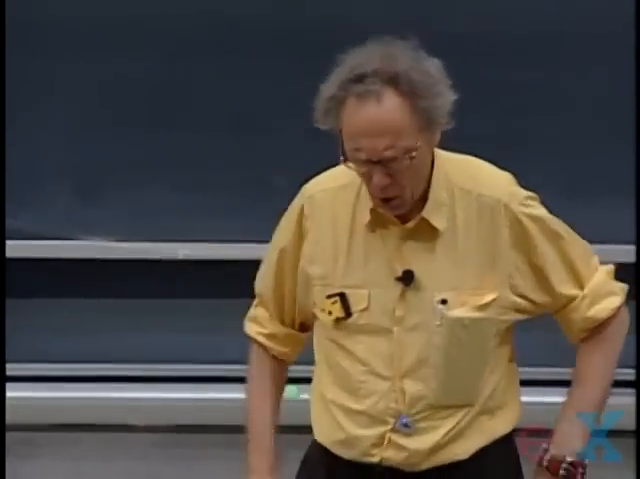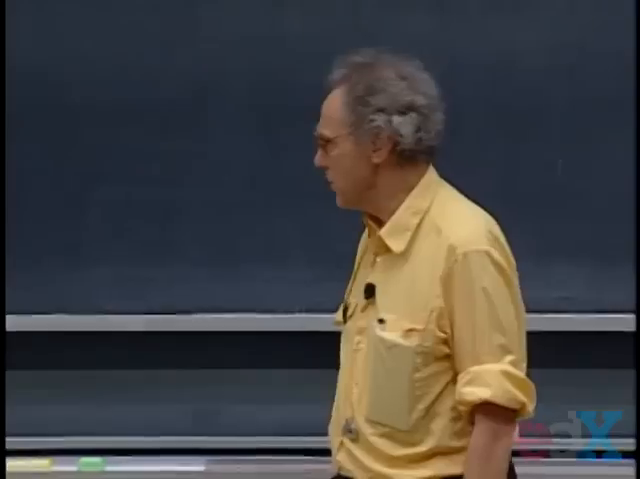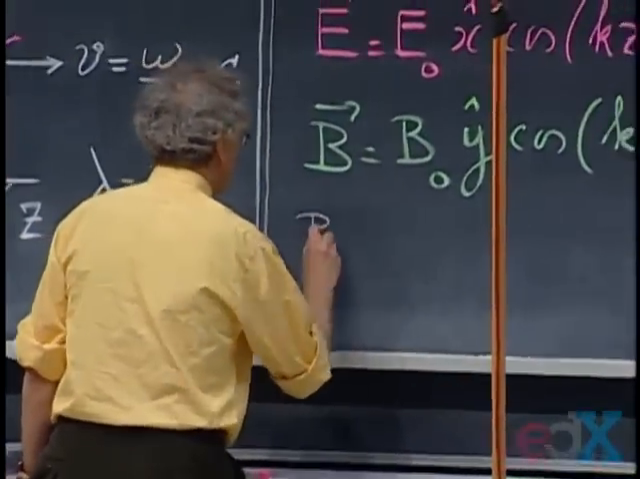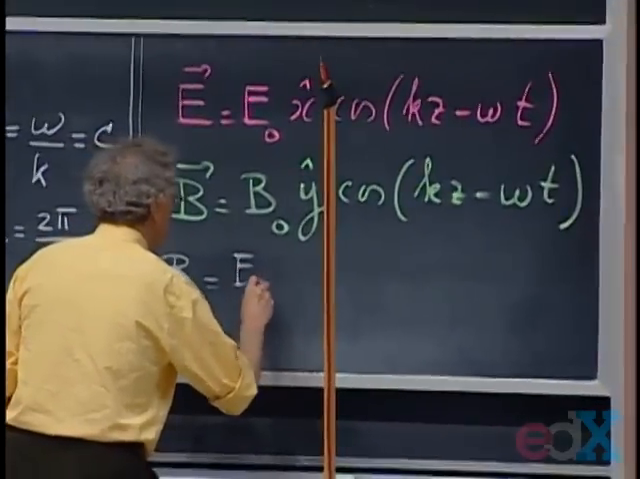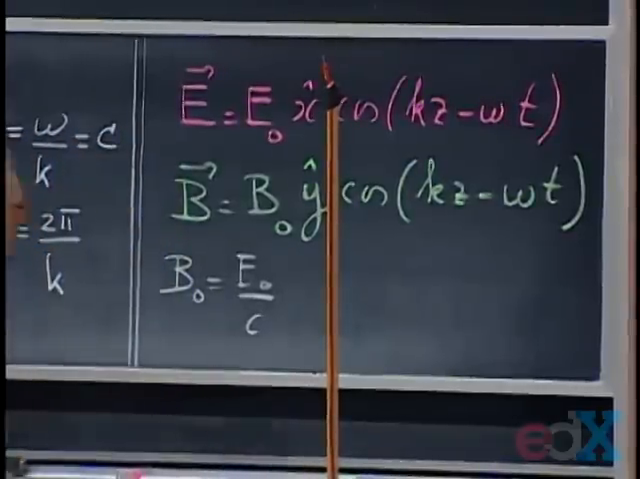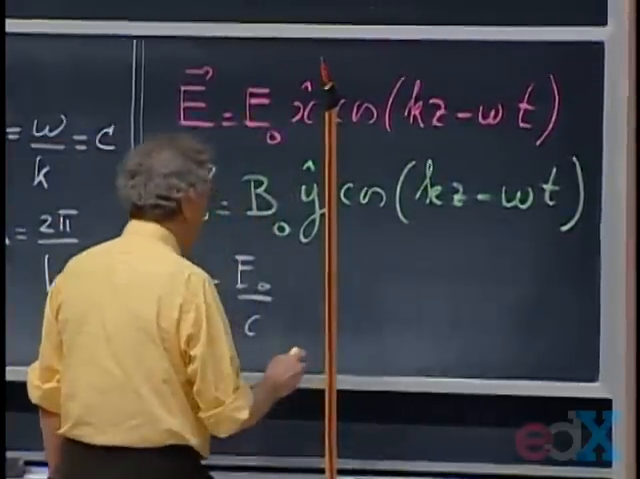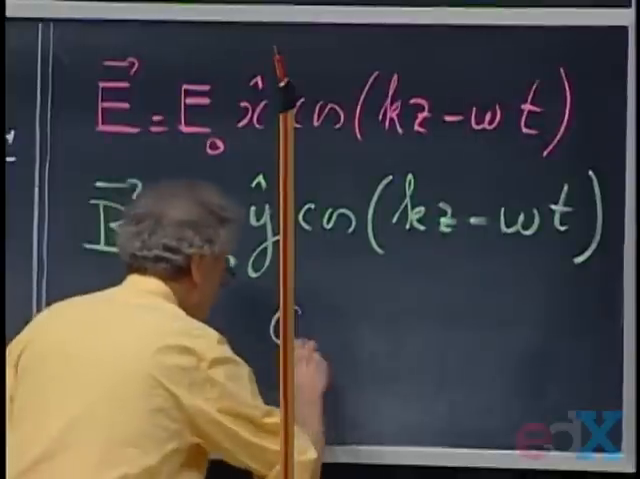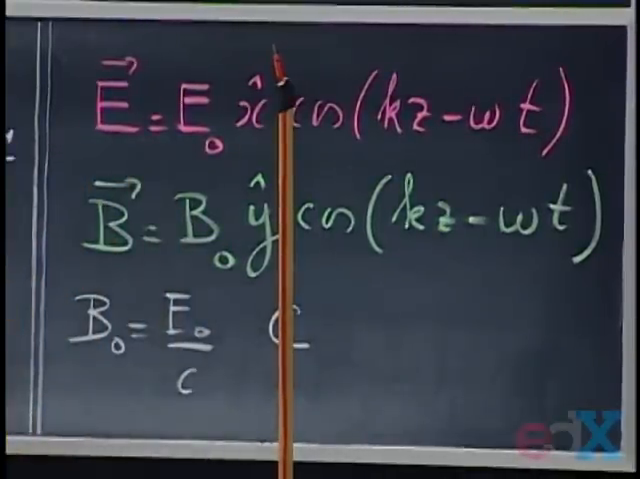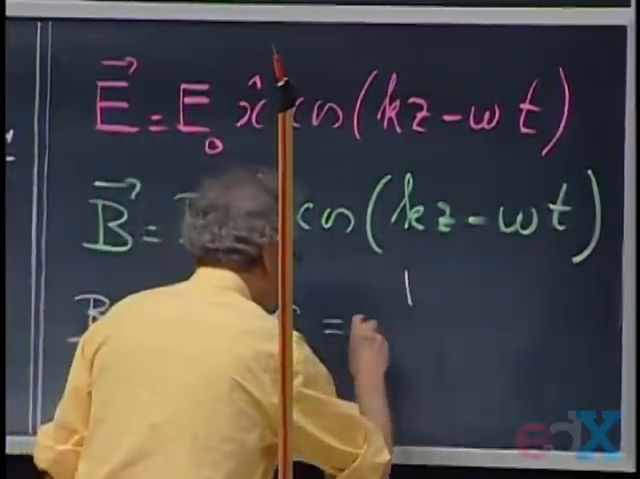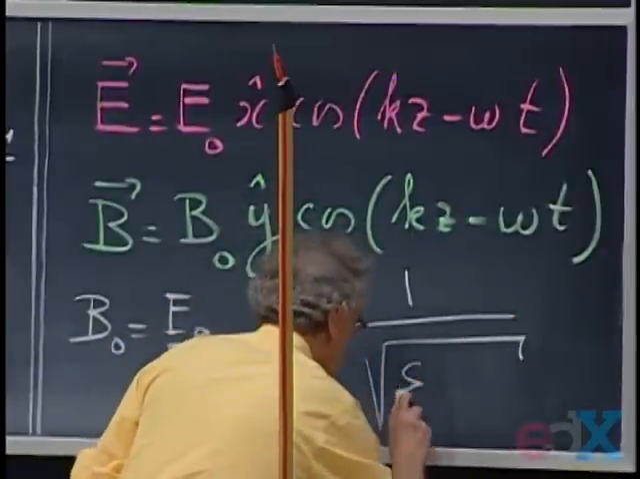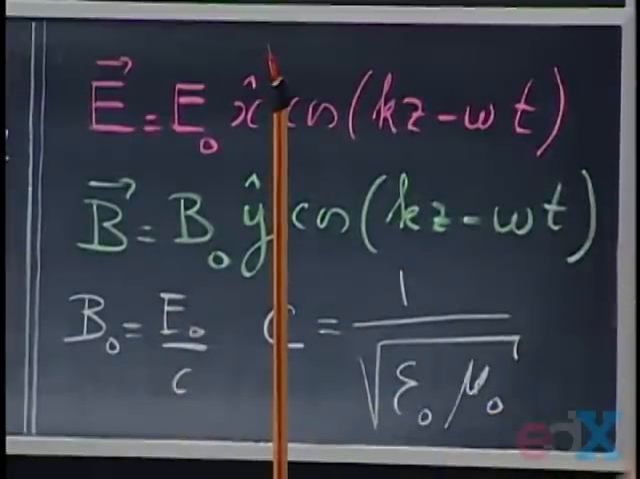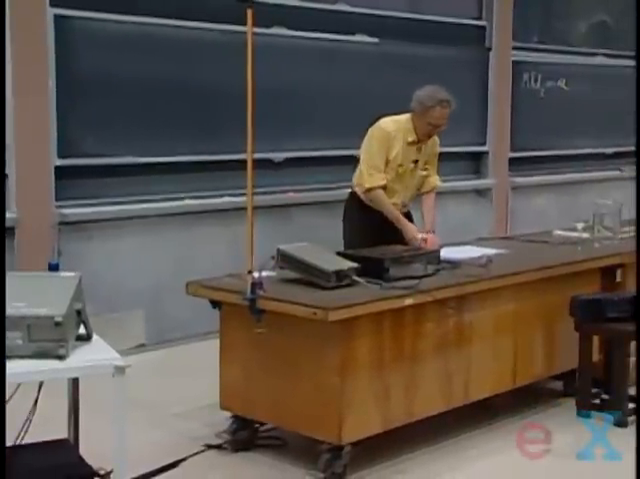These equations only satisfy Maxwell's equations under two conditions. One condition is that B zero is E zero divided by c. And the other condition is that omega divided by k, which is the velocity with which it propagates, I will call that c. In vacuum, we call the velocity of electromagnetic radiation c. If that is one divided by the square root of epsilon zero mu zero, my two equations will satisfy Maxwell's equations.